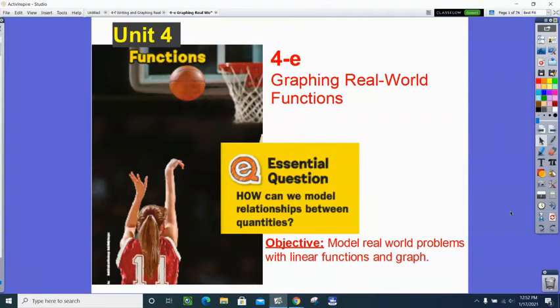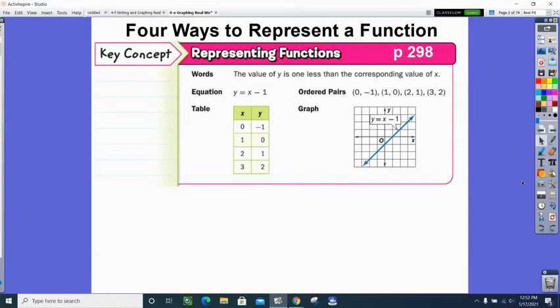Today we're going to take graphing functions into the real world. We're going to model real world problems with linear functions and graphs. So let's start with just remembering that there are really five, actually six, if we were to put those mapping diagrams in here, ways to represent functions.